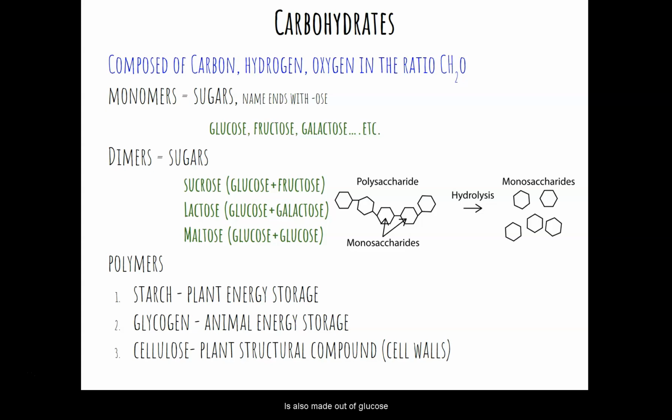Cellulose is also made out of glucose, but the way in which the glucose bonds to each other in cellulose is different than in starch and in glycogen. And as a result, humans can't break down cellulose. Plants use cellulose as a structural compound in their cell walls to give them stiffness. So think of it like a cardboard box. In fact, cardboard boxes are made of cellulose.